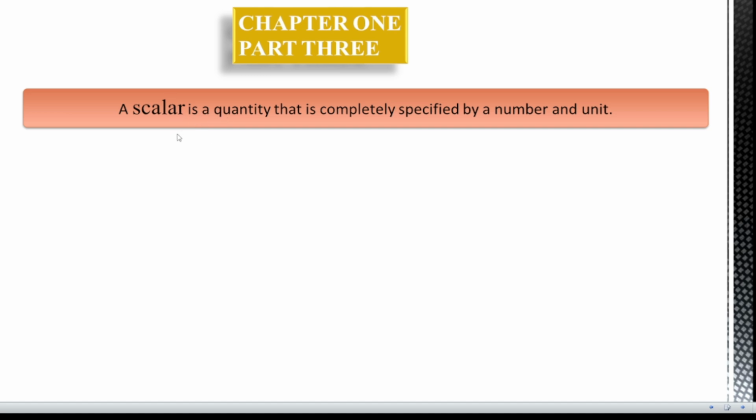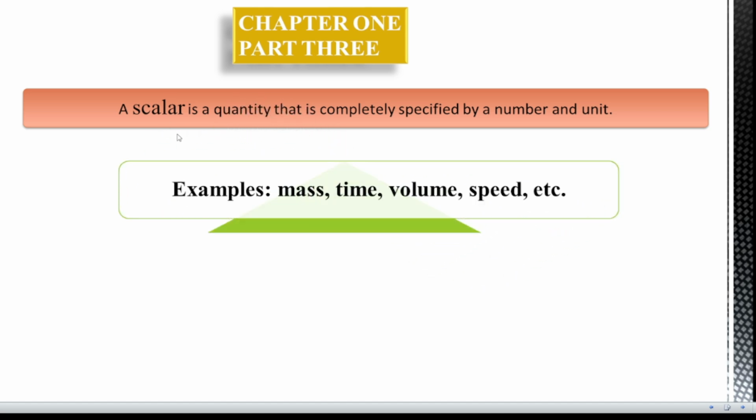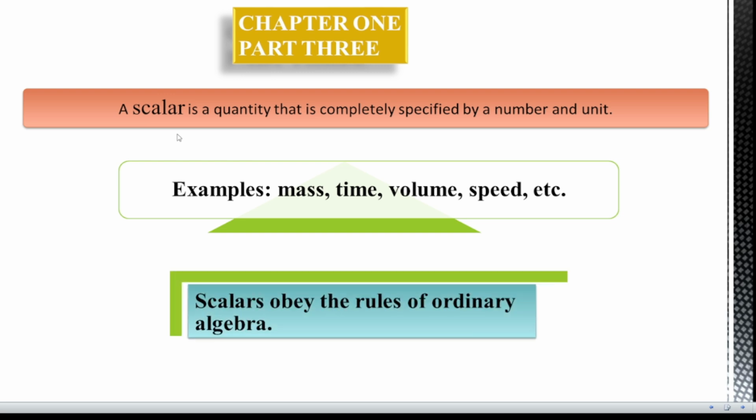Examples of scalar physical quantities are mass, time, volume, speed, and etc. Great. Scalar obey the rules of ordinary algebra.